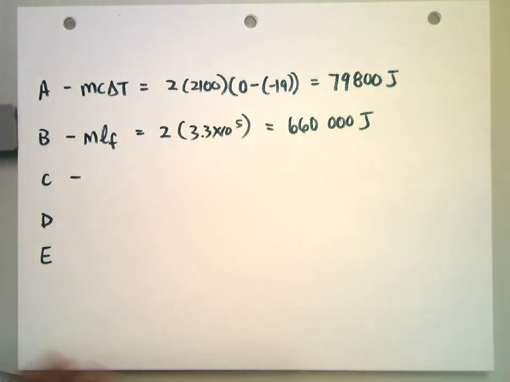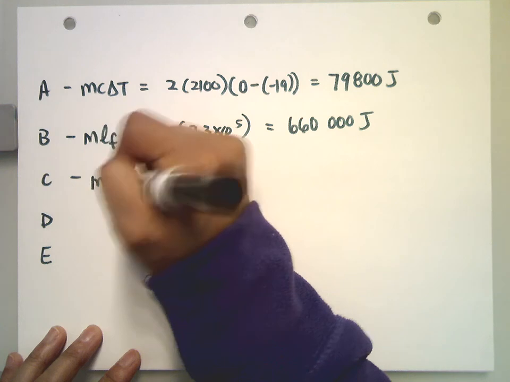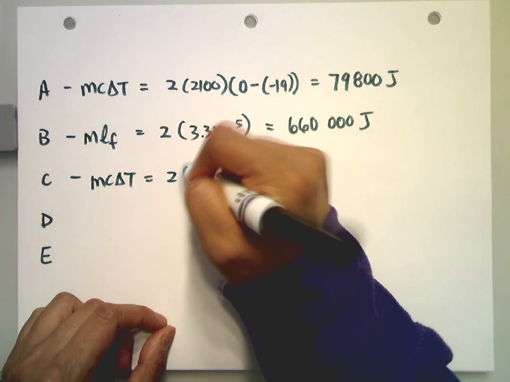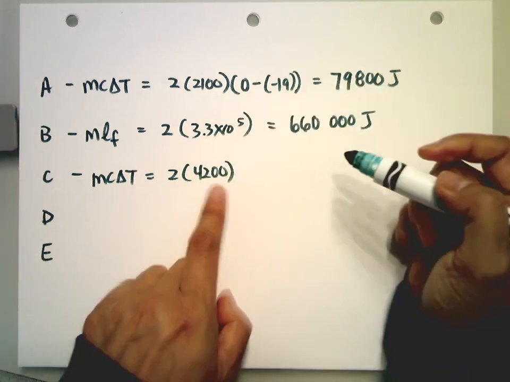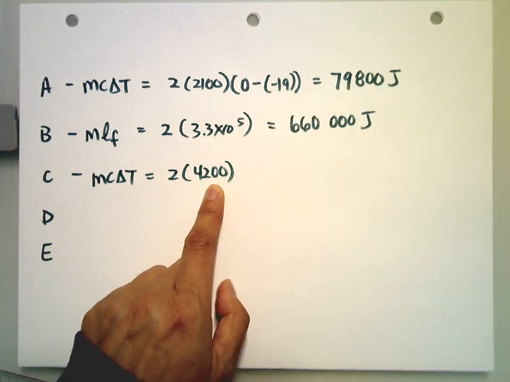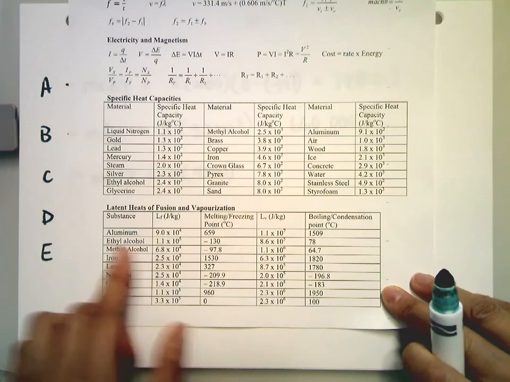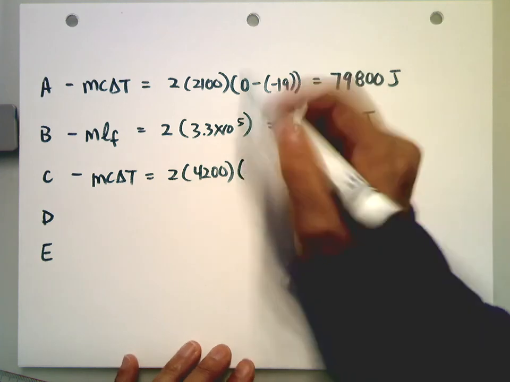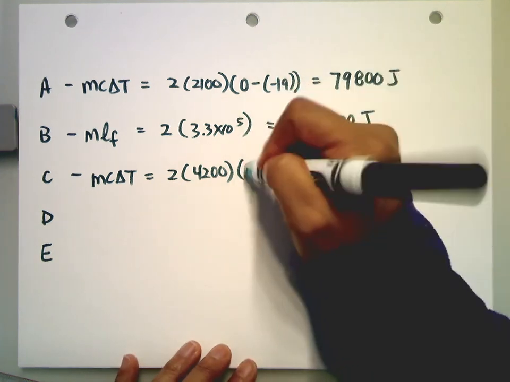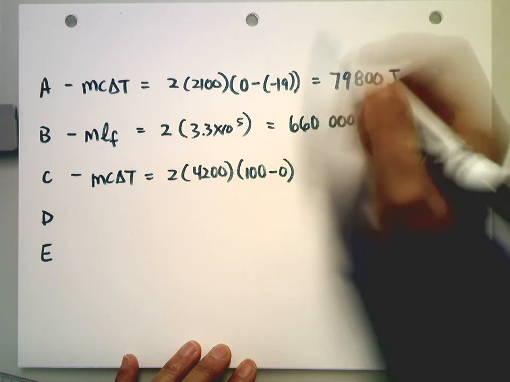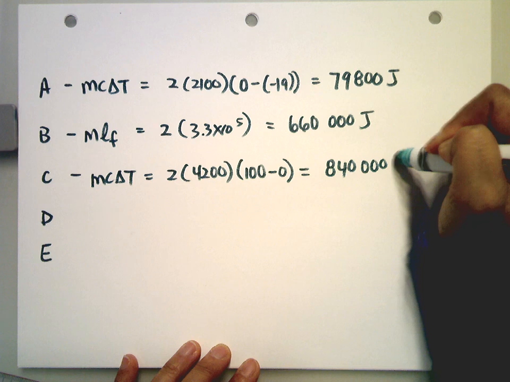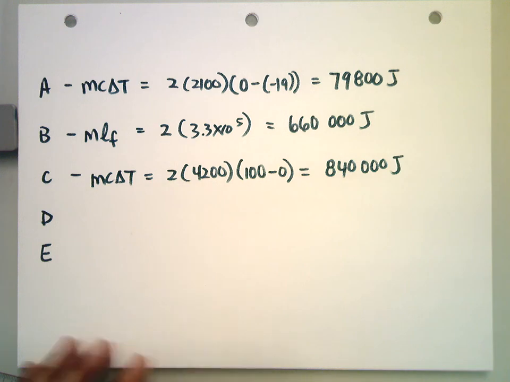C. Let's do C. This is going to be MC delta T because we're warming things up. Again, temperature change. So that's 2 kilograms. Water is 4,200. You're looking that up on the chart. Let's double check to make sure. So water. Here, 4,200 right there. All right, and then the temperature is going from 0 to 100 degrees, so 100 minus 0. Working that out, wow, that takes a lot of energy to boil water.